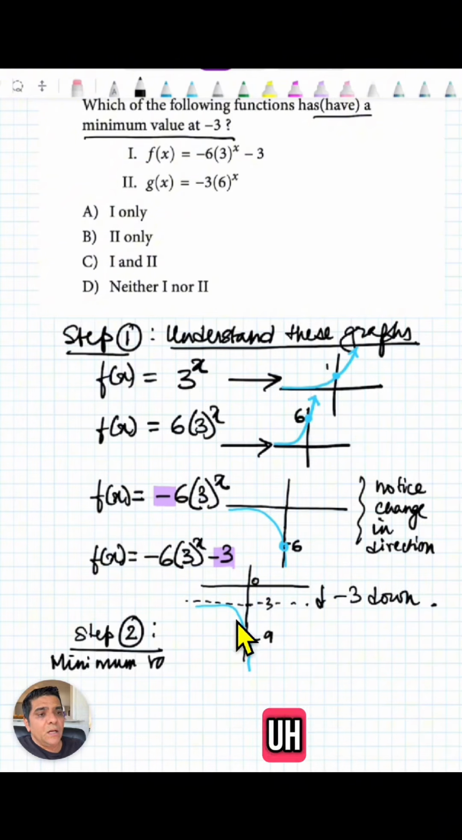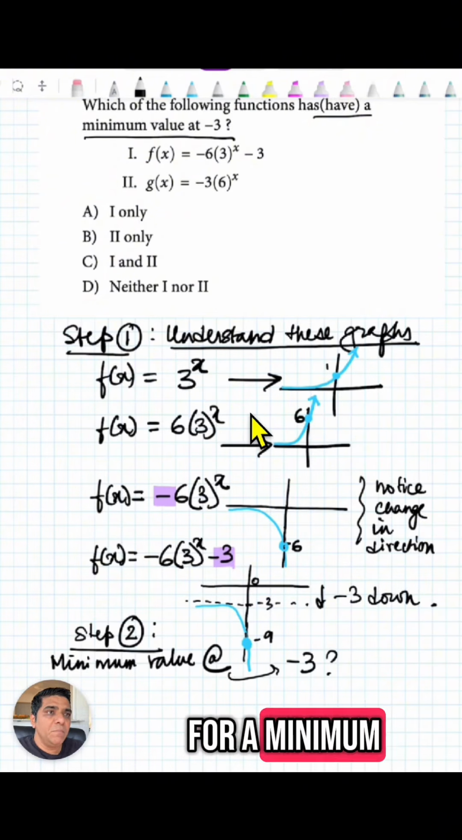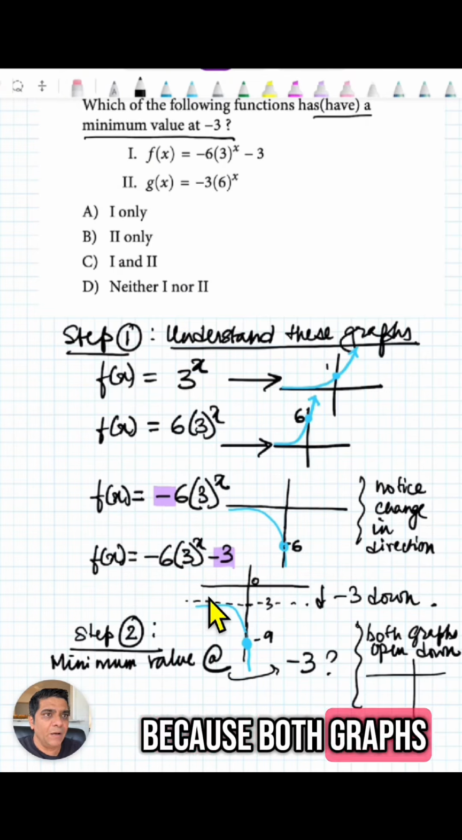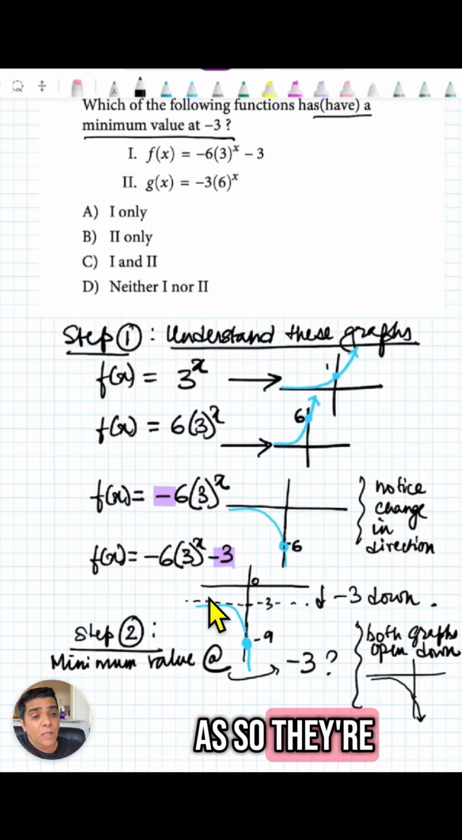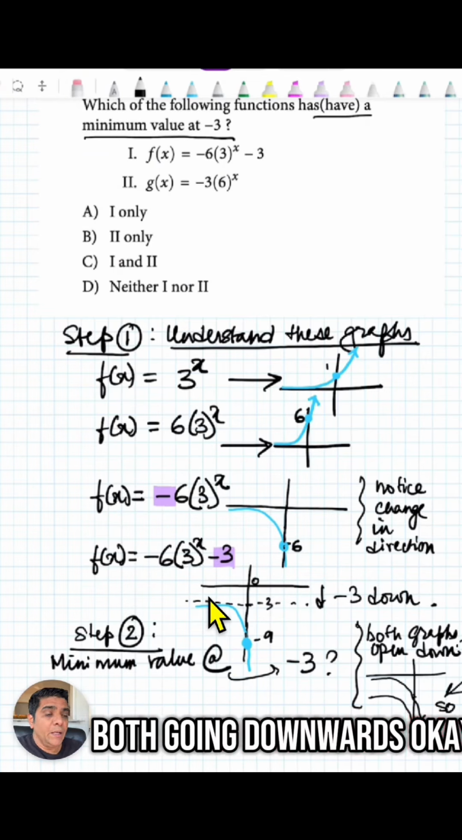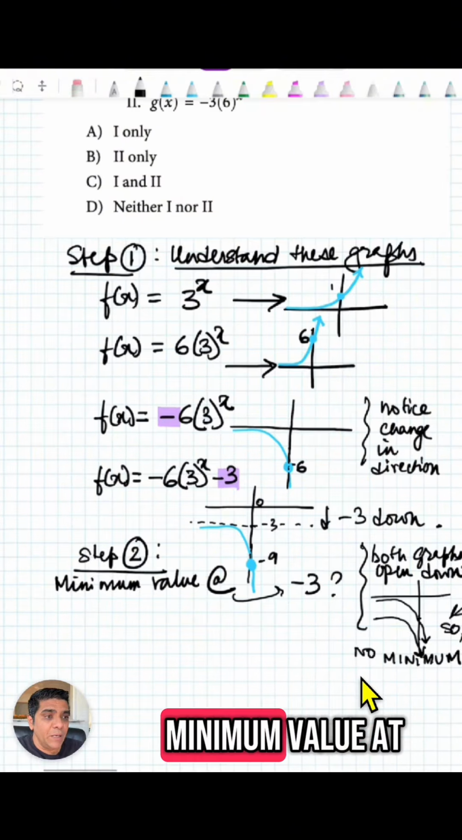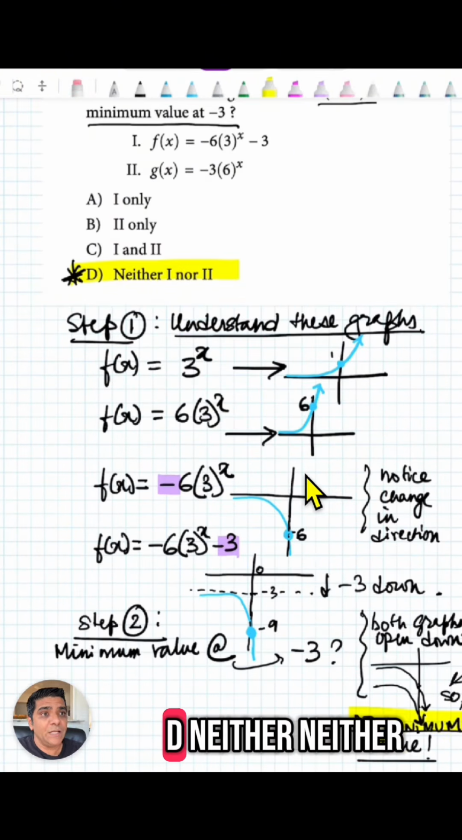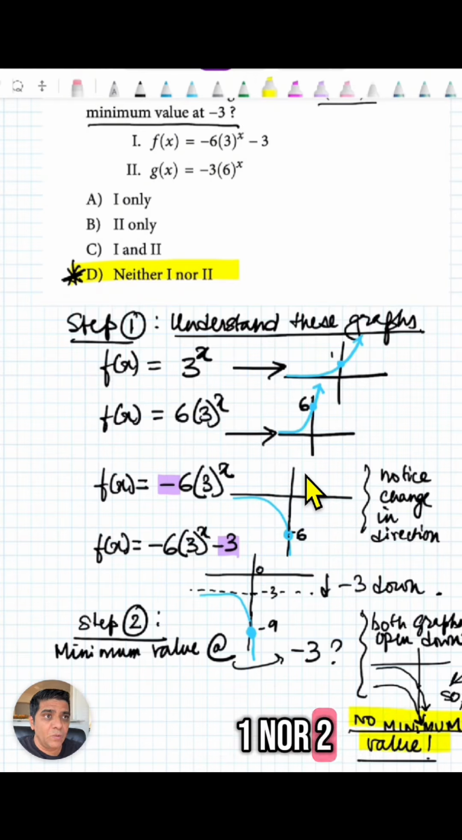So we're looking for a minimum value at -3. At -3, neither graph has a minimum value because both graphs are going down. They have negative a's, so they're both going downwards. They open downwards, so they don't really have a minimum value at all. They're just going down indefinitely. So our choice is D. Neither 1 nor 2 will have a minimum value at -3.